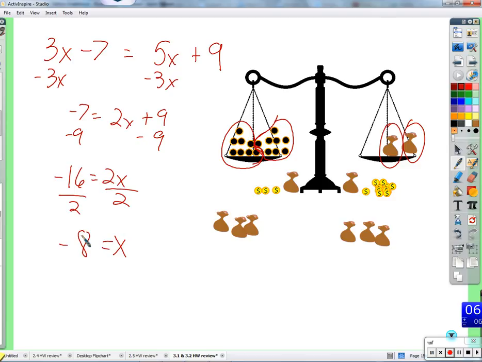8. We have variables on both sides. It's like a set of scales that has bags on both sides. We want to clear the bags off of one side so that only one side has any bags on it. So we'll take off bag to bag. One bag on the left, one bag on the right. One bag on the left, one bag on the right. Until there's only bags on one side.